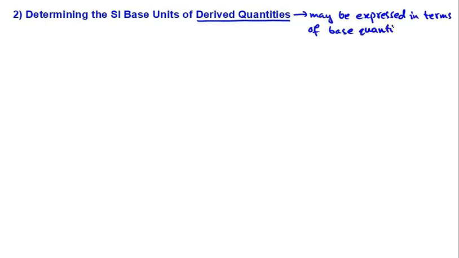The next topic is determining the SI base units of derived quantities. Students, derived quantities are those quantities that may be expressed in terms of base quantities. Actually, all quantities other than base quantities are derived quantities. For example, speed, acceleration, force, pressure, they are all derived quantities. Now, let's learn how to determine the SI base units of derived quantities by doing a sample question. The question says, determine the SI base units of pressure.